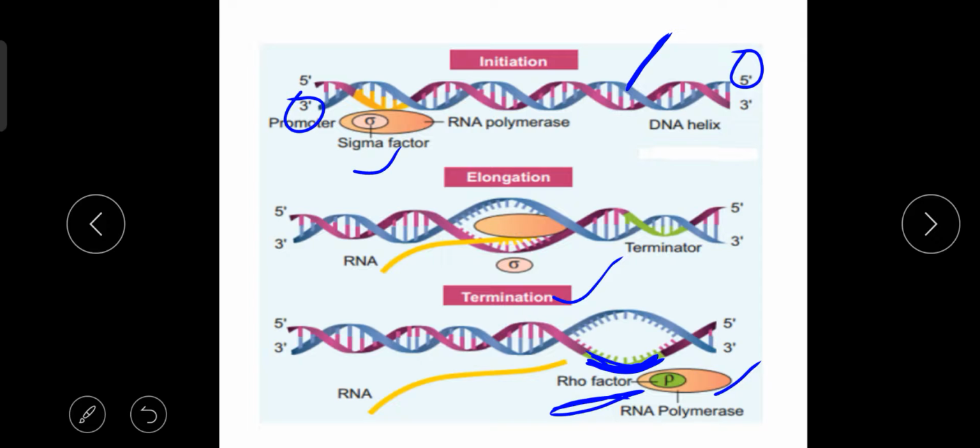So remember, two factors are very important in prokaryotic transcription. One is the sigma factor, which always recognizes the starting point, and the other is the rho factor, which always helps in the termination of the newly produced RNA strand. That means it is involved in the termination of the transcription process.